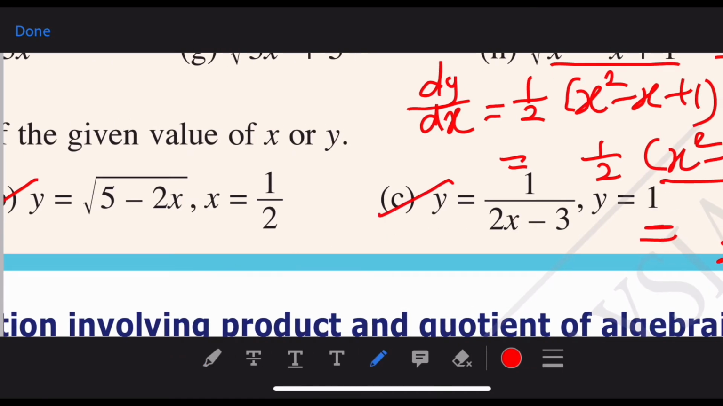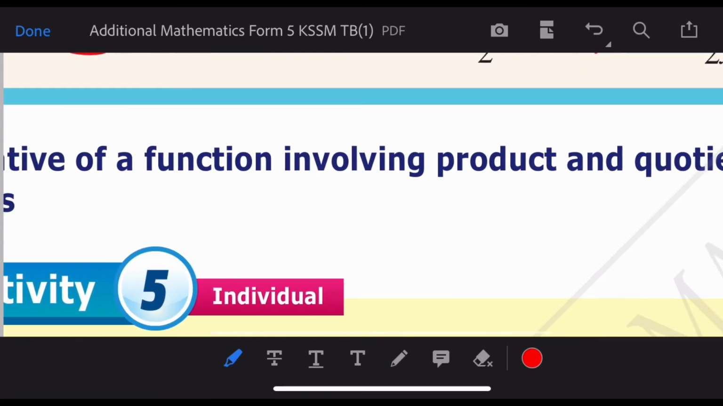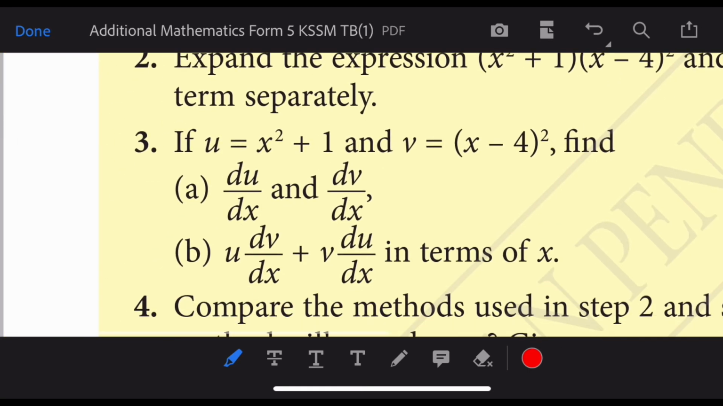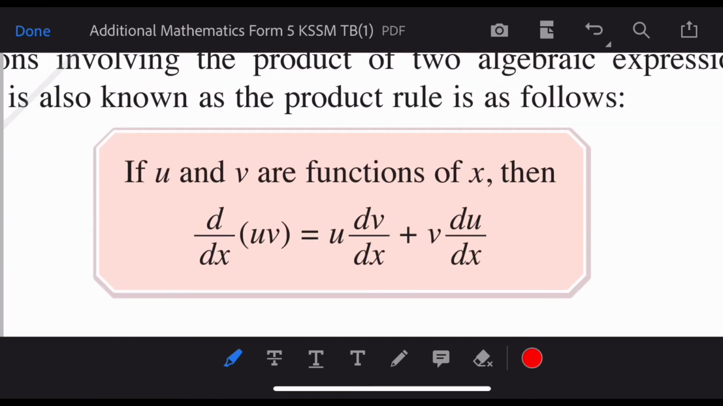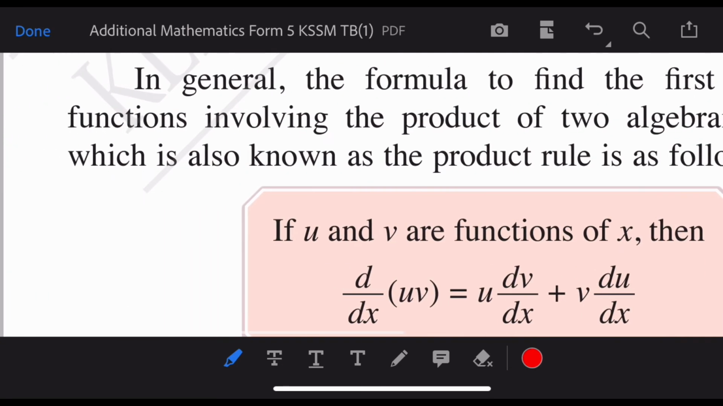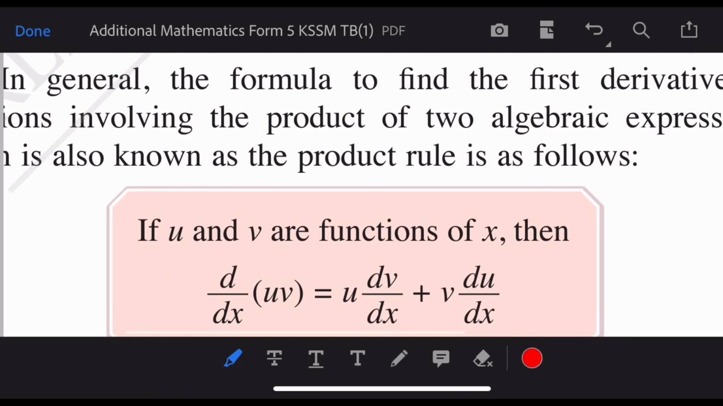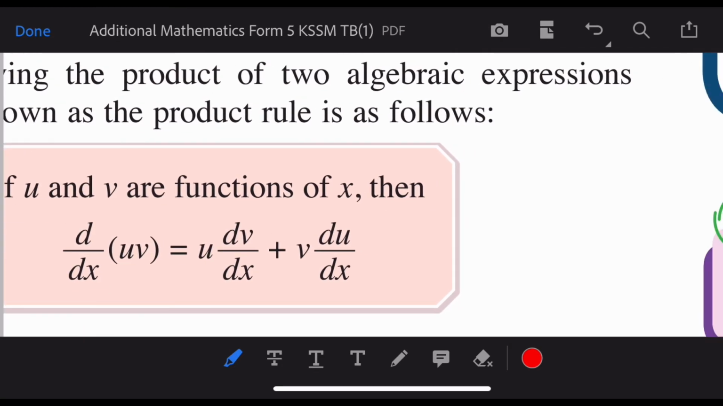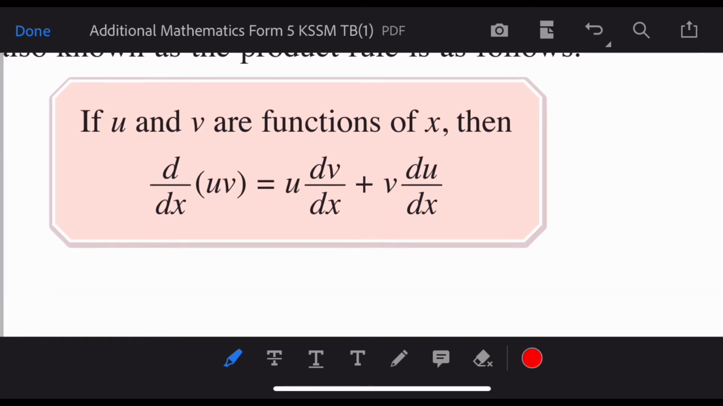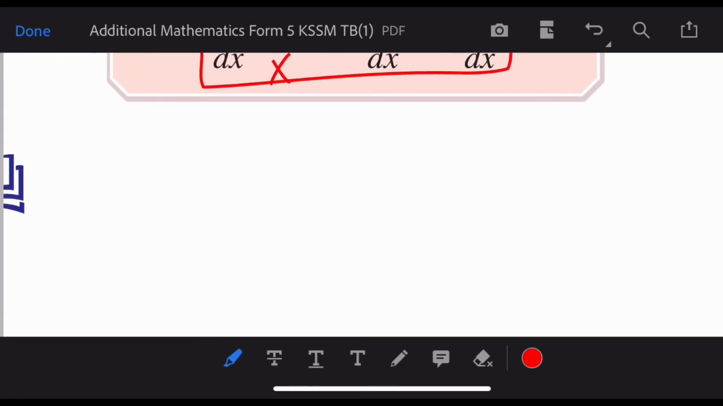Okay, clear? Chain rule. Today we'll discuss the chain rule. Maybe I try to go through with you all the rules so that you won't forget. We have the product rule. In general, the formula to find the first derivative of a function involving the product of two algebraic expressions. So you multiply the two algebraic expressions. When you multiply, we say product. We use this formula. I'm going to show you how to use the product rule.